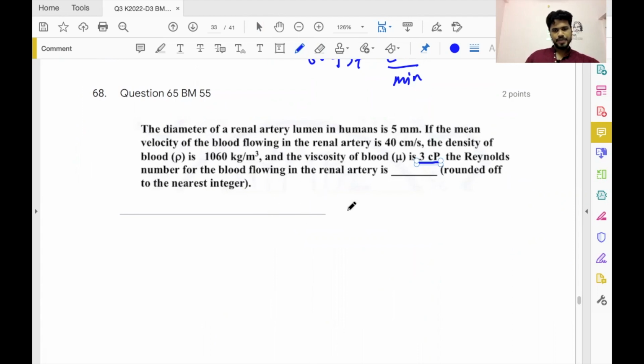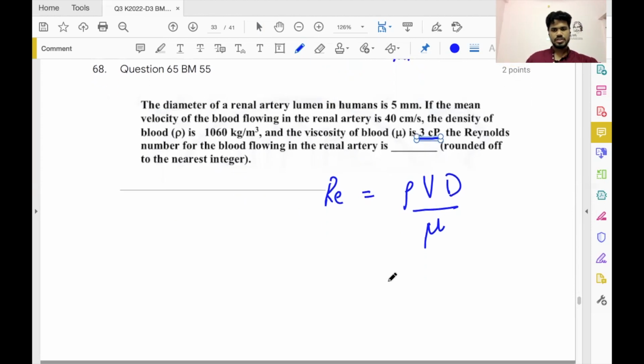Quickly, the Reynolds number in the renal artery. Reynolds number, we know how to find. It's rho v d by mu. Notice this d is the diameter. In the Womersley number, the length scale is radius. So here you should use a diameter, there you should use the radius. So let's quickly also write down these things.